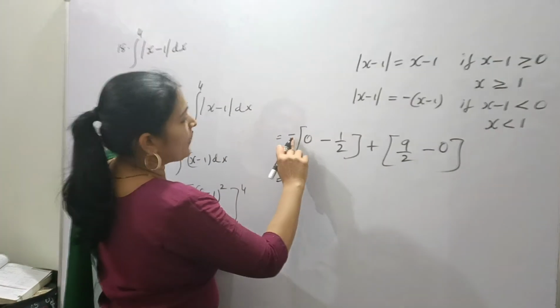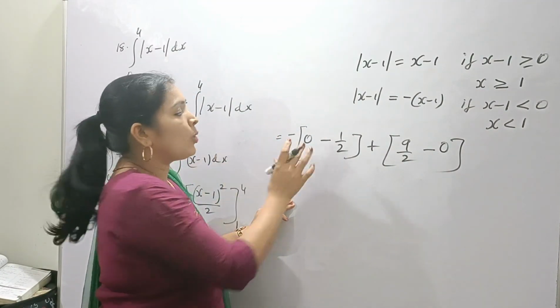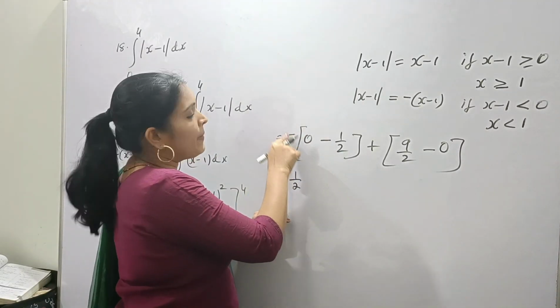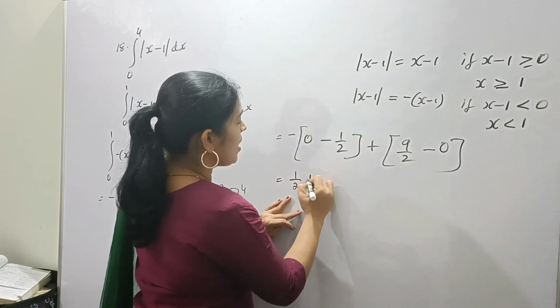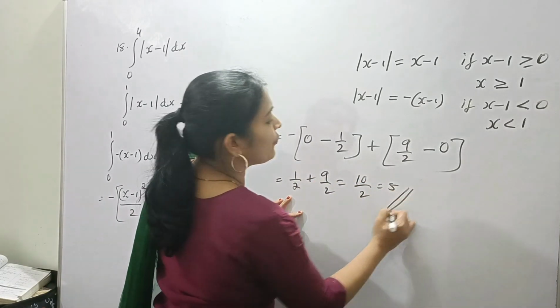That is equal to minus minus becoming plus. One more thing, you should be careful about minus and plus. So here minus into minus is plus: 1 by 2 plus 9 by 2, that is 10 by 2, which is equal to 5.